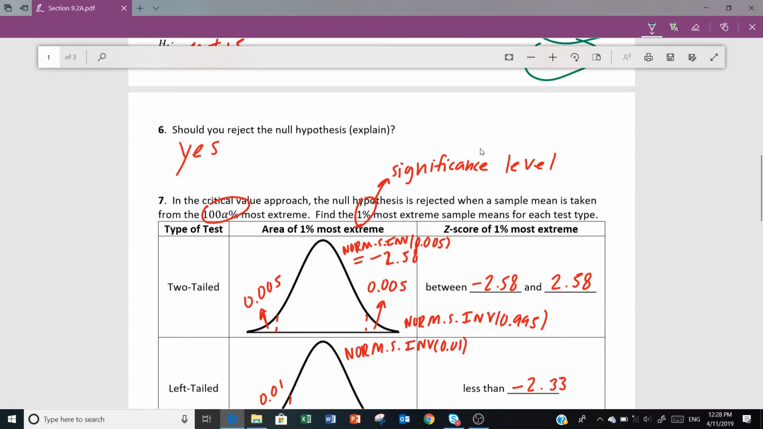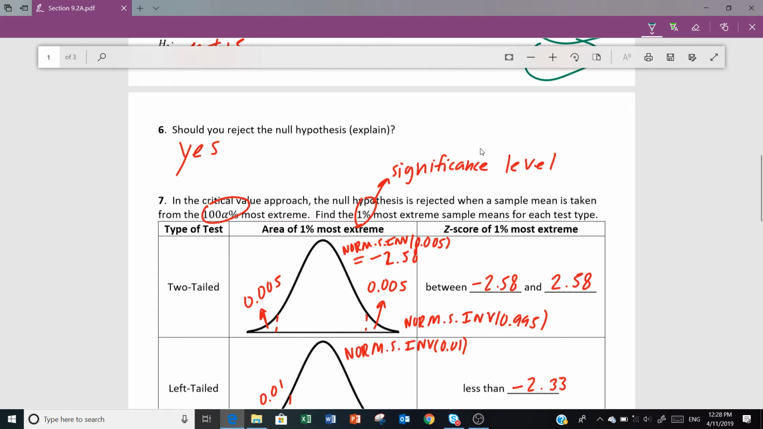Are we going to still reject? We got a z of 5.5 at a z value of 3. And the extreme values should be below negative 2.5.